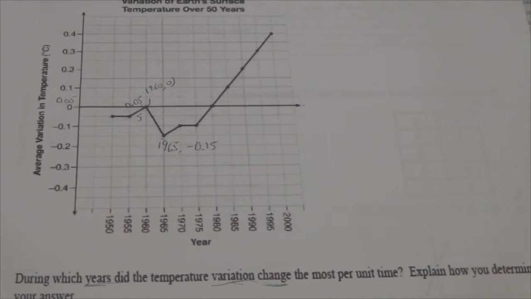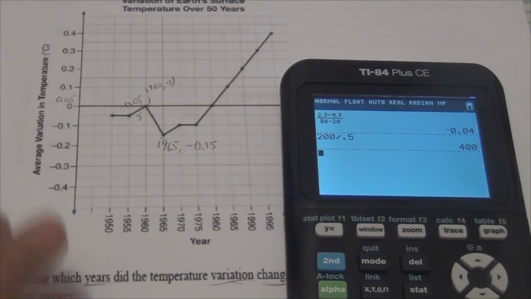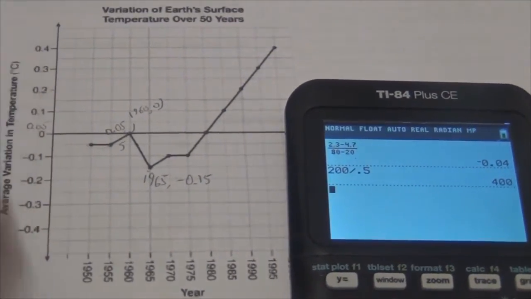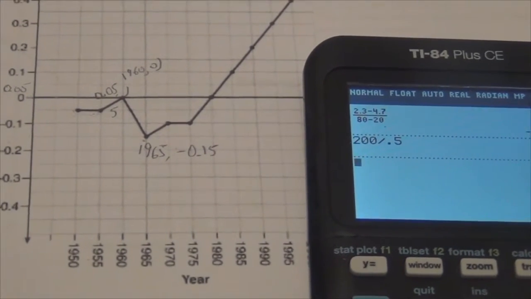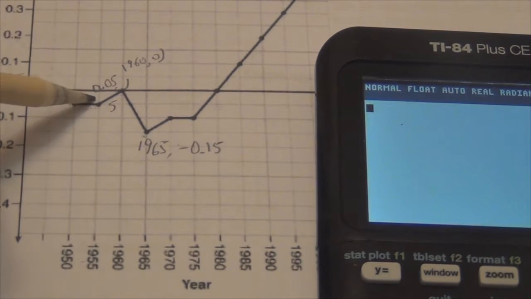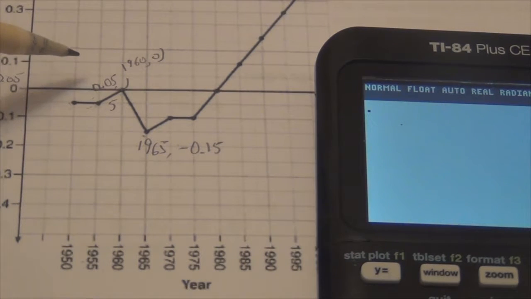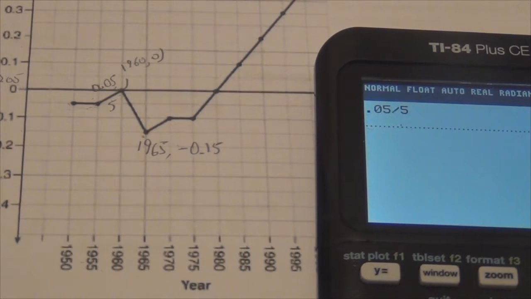Okay, so now let us compute this thing with the calculator. All right, so now I'm gonna make this bigger so you could see. All right, good. So let me start with this one. What is 0.05 divided by 5? That is 0.01. Okay. Didn't expect that.